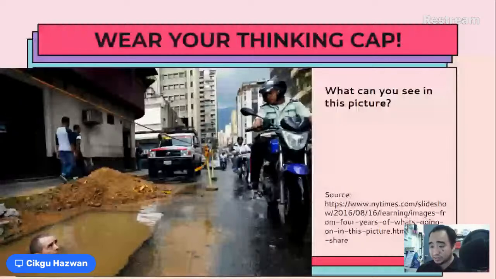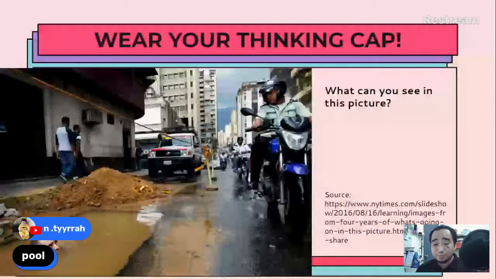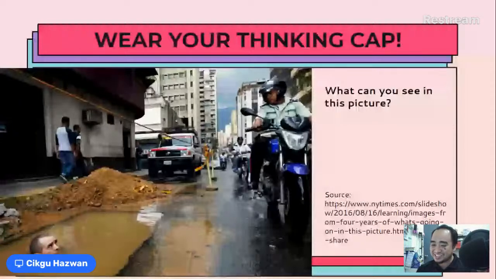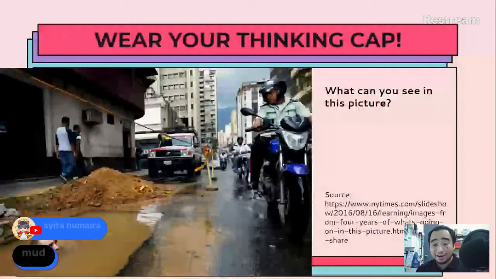Okay, so we can see somebody says pool. Good, good. A man swimming. You can see a man there in the water. You can see mud. Wonderful. There's a guy. There's a car. You can see a truck. Somebody's walking. A man.